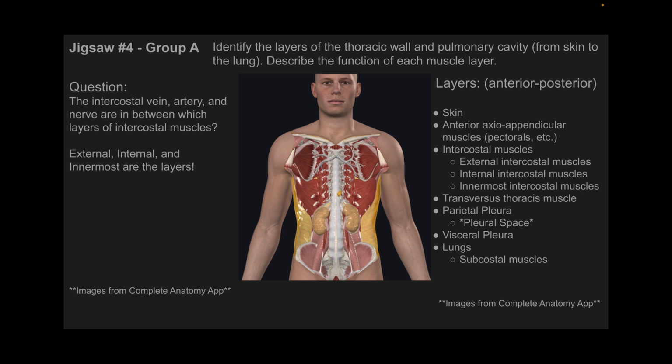With all the layers of the thoracic wall and pulmonary cavity covered, we can now discuss my question for this presentation. The intercostal vein, artery, and nerve are in between which layers of intercostal muscles?